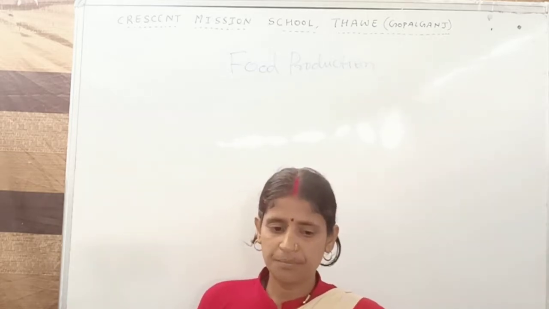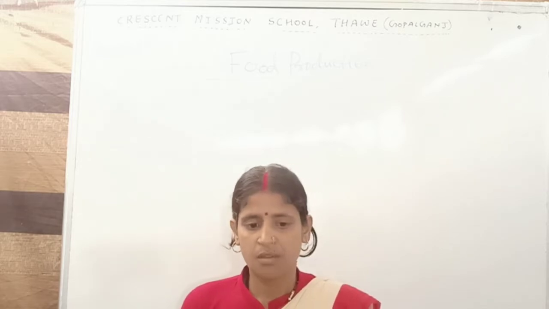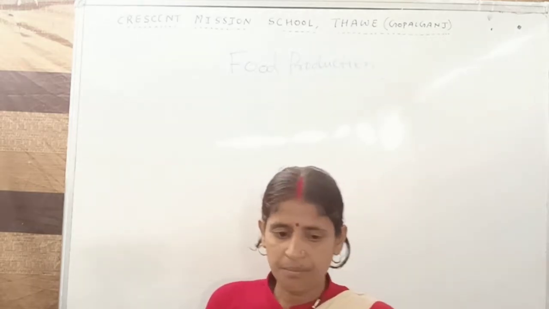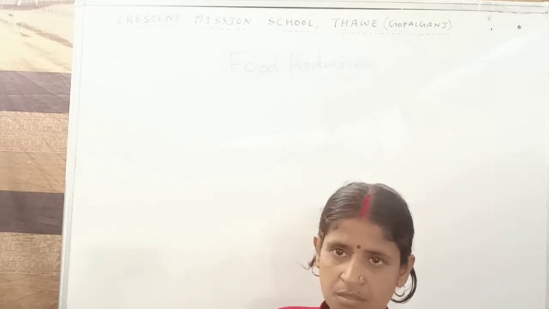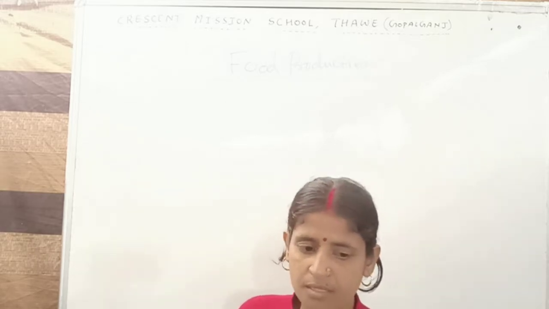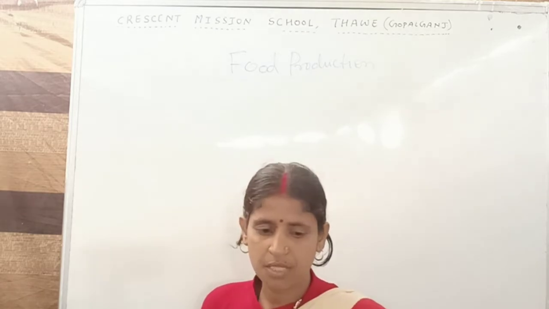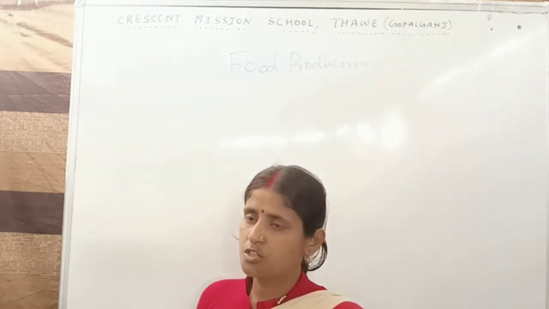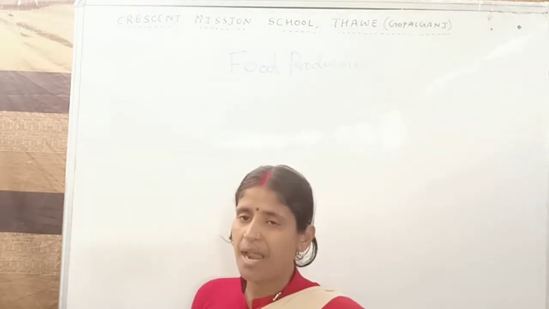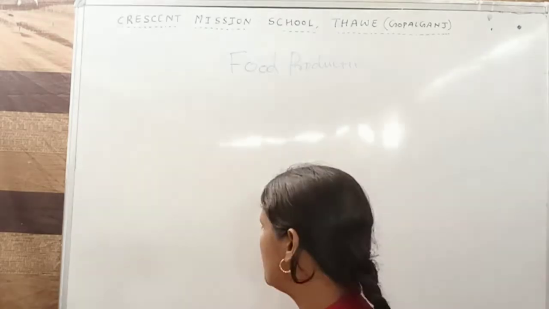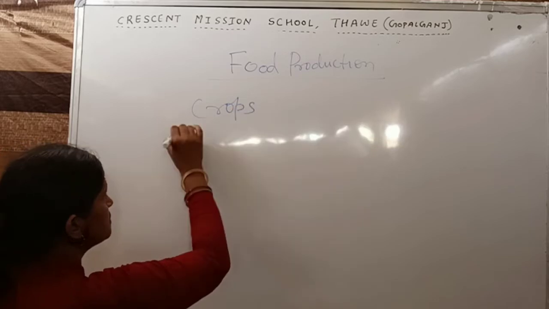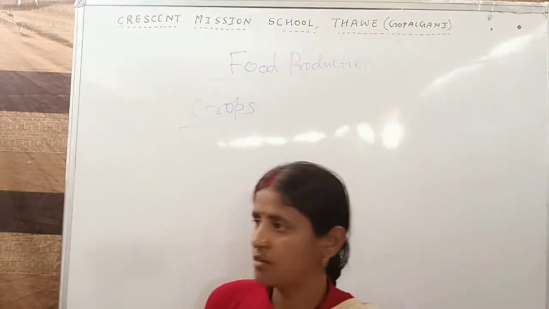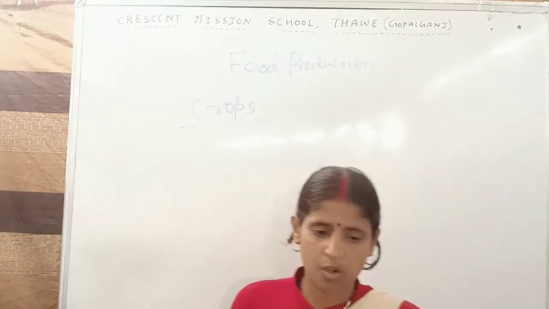In this chapter, we will describe the practices involved in growing crops and look at some products we get from animals. First of all, growing crops. Plants grown on a large scale are called crops.